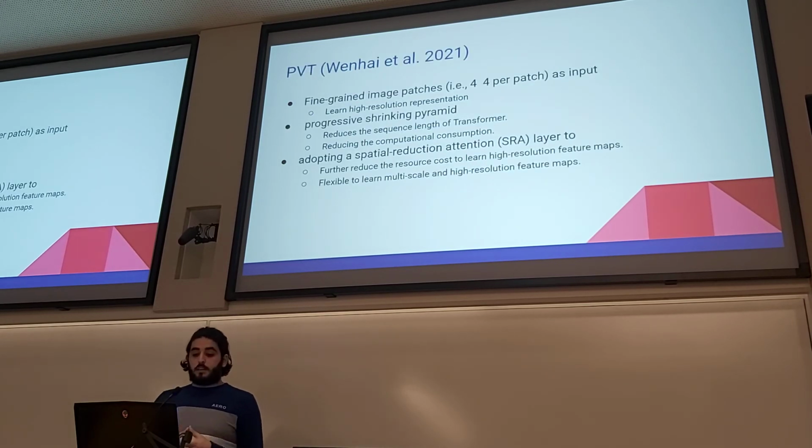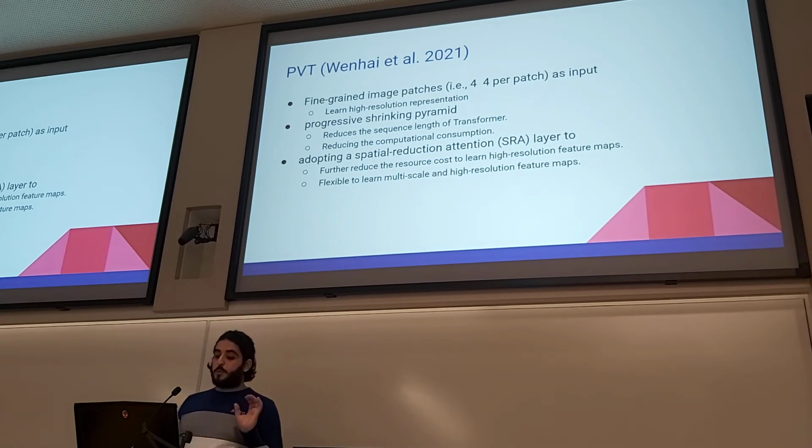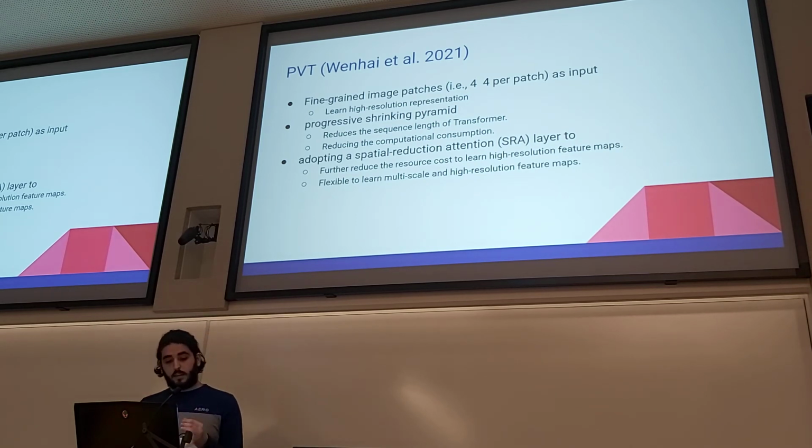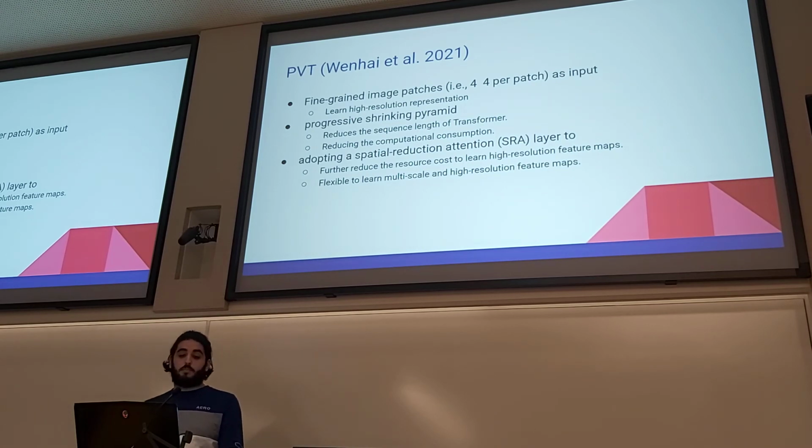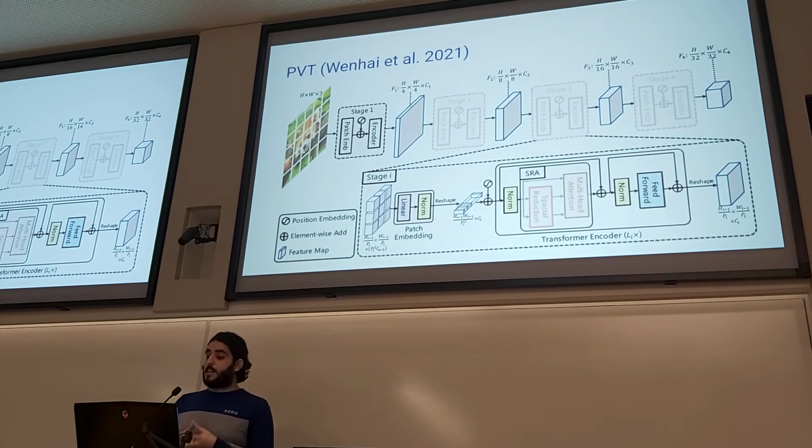So PVT uses fine-grained images as input, for example, 4x4 per patch. This lets the model learn high resolution representation, with a progressive shrinking pyramid, which reduces the sequence length of the transformer and reduces the computational consumption. Then they adopted a spatial reduction attention layer, called SRA, to further reduce the resource cost to learn high resolution feature maps, and it's flexible to learn multi-scale and high resolution feature maps. Now let's further understand the proposed architecture.